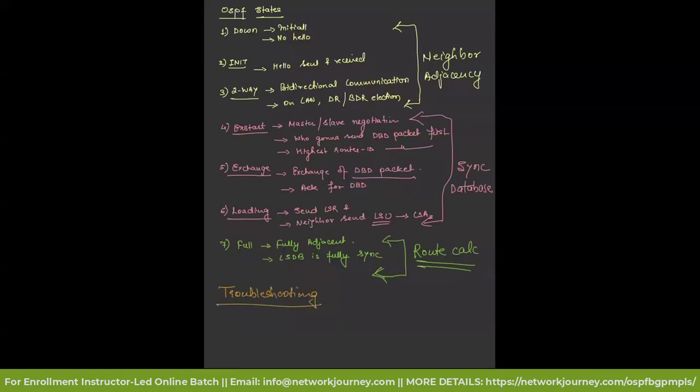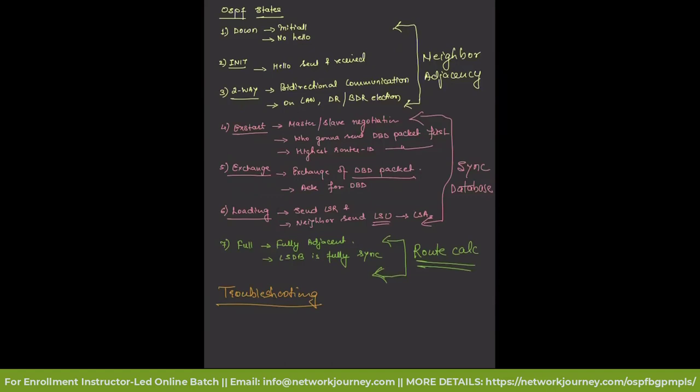Sorry, I have one question here. Sir, is there any difference between adjacency and neighborship? Yeah, yesterday I told the difference. Sir, actually I missed that class due to some reason. Okay. A neighbor is whatever adjacent router you have. But adjacency is when you go through all these seven states. Four states, okay. It makes the adjacency.